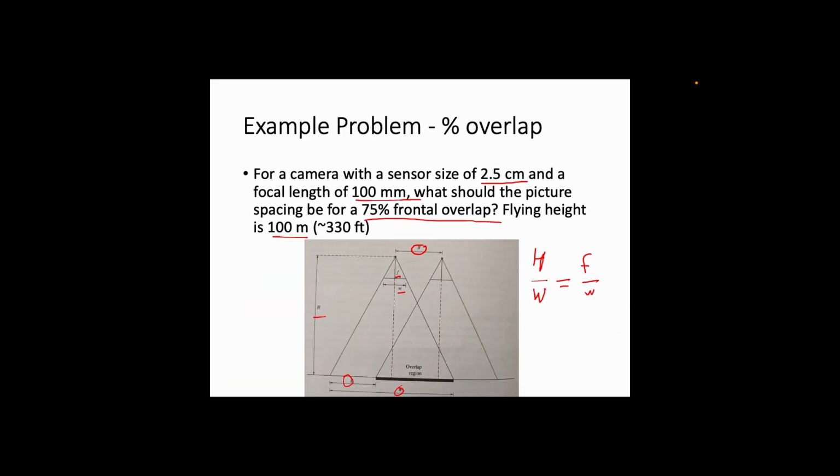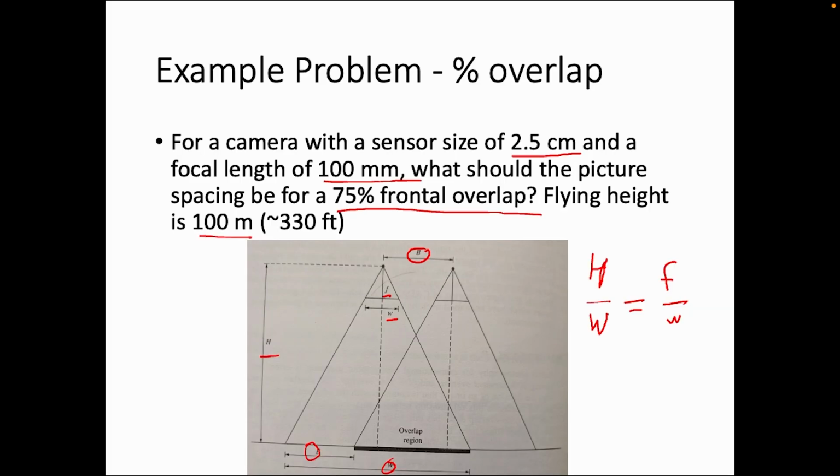So what we're going to do is solve for what W is. If we have a 100 meter flying height, a 100 millimeter focal length, and a 2.5 centimeter sensor size, then our W is going to equal 25 meters. This is going to be the ground distance, W, of each image. We'll have a 25 meter width. We want 75% overlap, so 75% of 25 is 18.75 meters. That's going to be our overlap region.